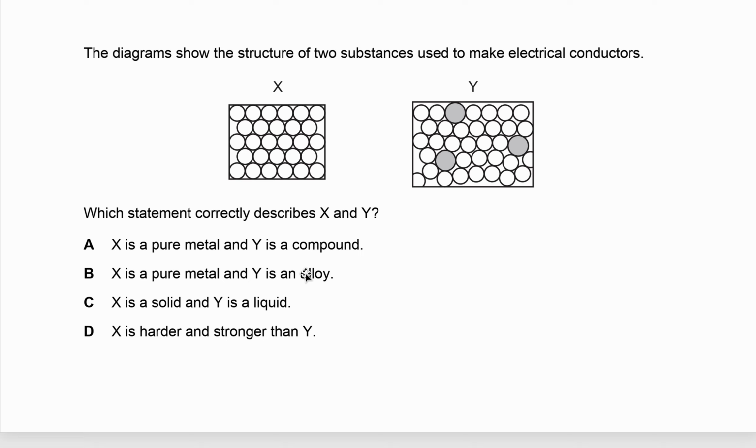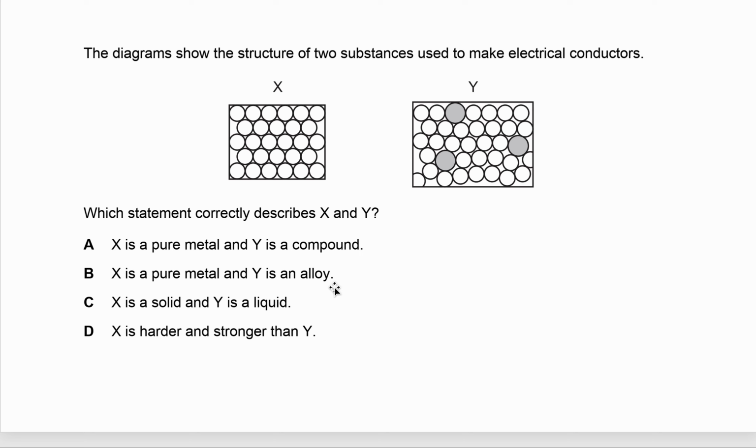The first one says A. X is a pure metal and Y is a compound. So as we can see, yeah, X can be a pure metal because we only have individual atoms and they are closely packed together as a solid. But this one, we also have individual atoms, but we don't see that there is a chemical bond. They are just together. So this is not a compound. B. X is a pure metal, we already know that, and Y is an alloy. Indeed, this is an alloy.